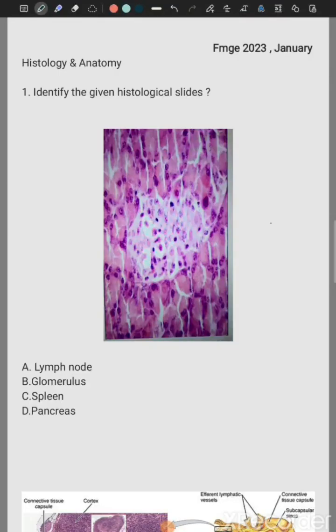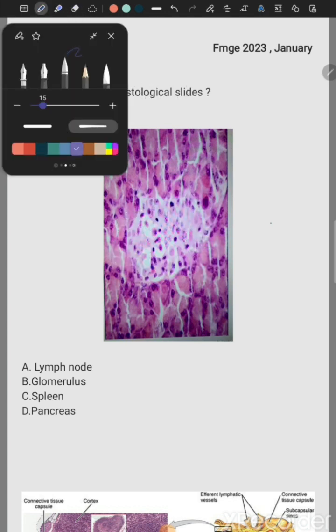is to identify the given histological slide. So here you have to identify the slide. If you look at the slide, from the first appearance you can tell that the central part is here and the peripheral one. First of all, if you remember the basic ones, let's make it from the beginning.